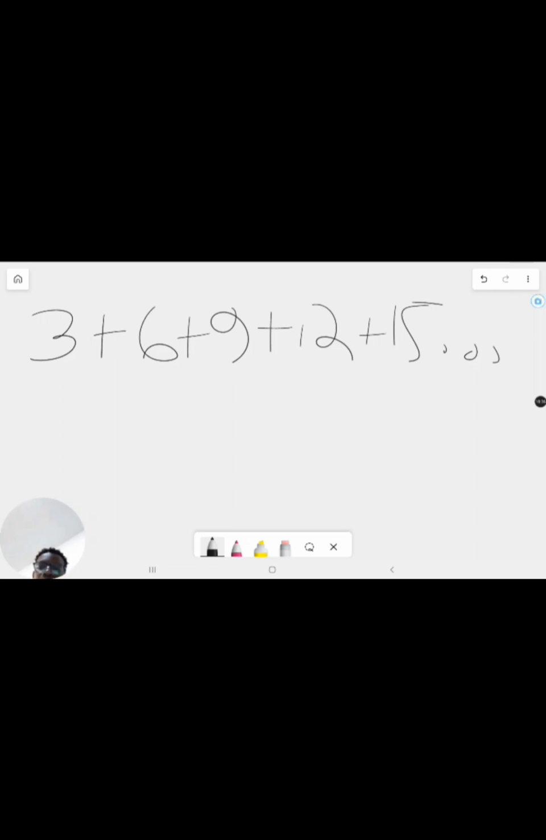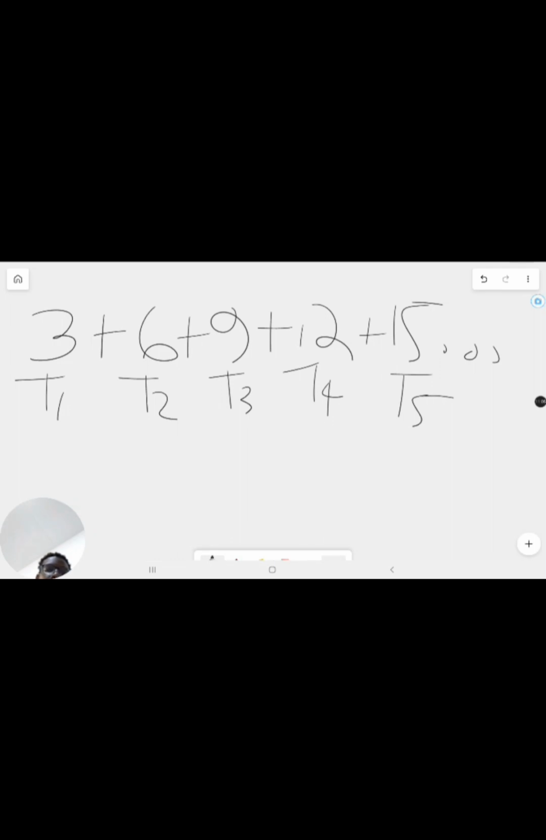So, if I were to tell you that I want you to add up all the terms of the series up to a certain point, let's say for instance, I want you to add up the numbers of this series up to 15, right? 3 is T1, 6 is T2, 9 is term 3, 12 is term 4, and then 15 is term 5.